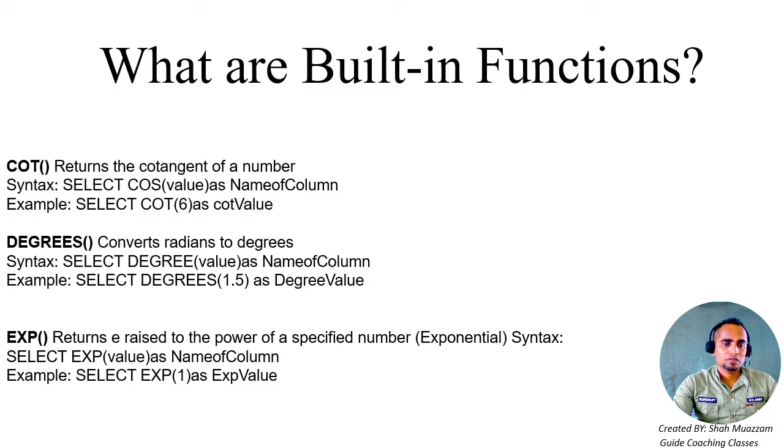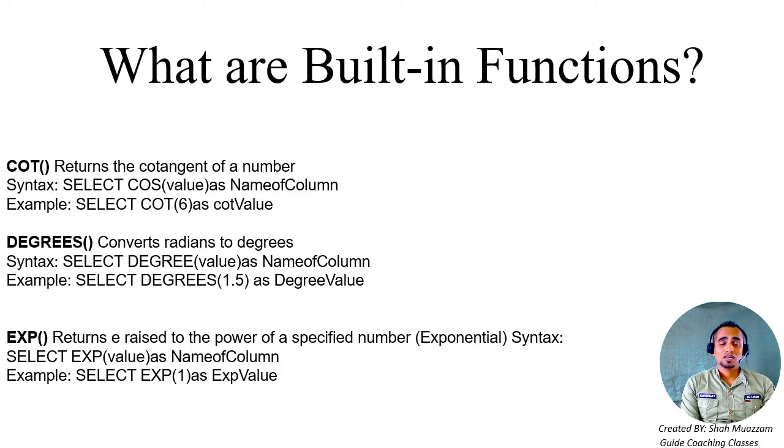So now I will go to our next topic, that is cot. So cot returns the cotangent of a number. Now what is cotangent? Again, I mentioned that we are going to use it in trigonometry. It is mostly used for trigonometry calculations. So here we write select cot and we give the value. Okay, so now what is degree used for?